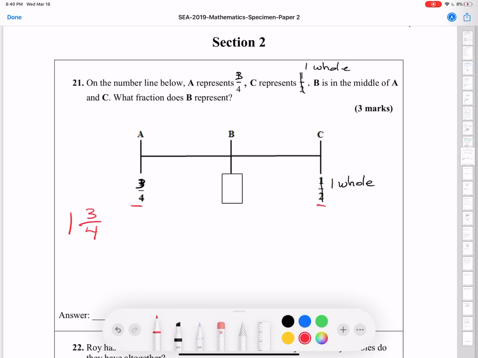Before we divide by 2, let's change this mixed number to an improper fraction. Remember how it goes? You multiply the whole number by the denominator, then you add your numerator. That becomes your new numerator, and just use the same denominator. So following that, 1 times 4 is 4, add 3, 7. So 7/4. The sum of 3/4 and 1/2 is 7/4.